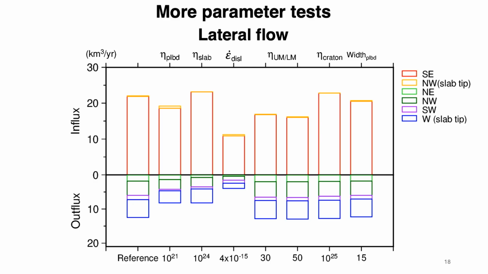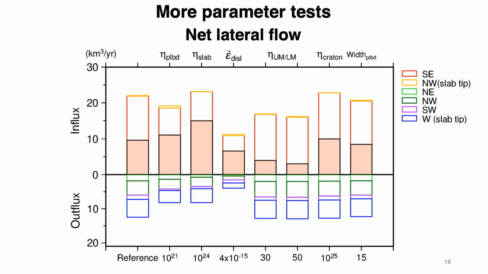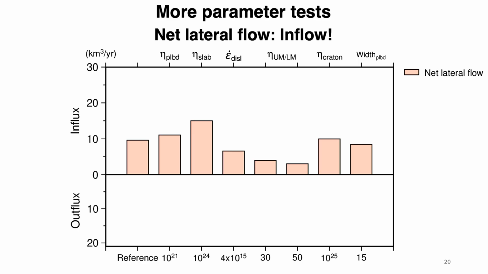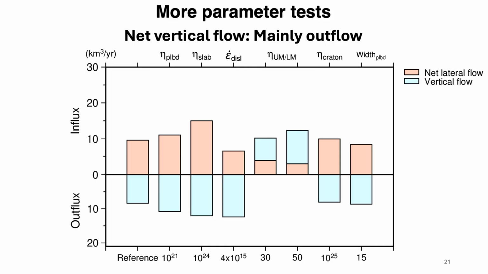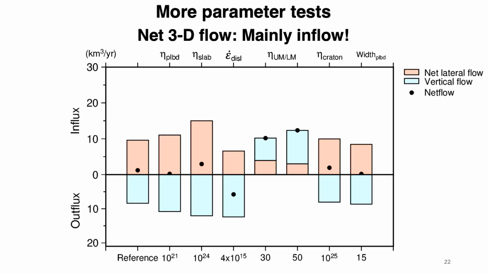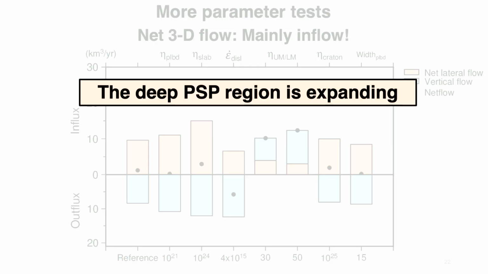We can see they all share similar lateral flow patterns. These bars show the different lateral flow types and their amounts. We can see the lateral flow pattern is dominated by this strong inflow through the southeast slab gap. And they all show us the net lateral inflow with no exceptions. And if we consider the vertical flow, we mainly observe the outflow here. And if we combine them together, the models are telling us the mantle beneath the shrinking surface is expanding.